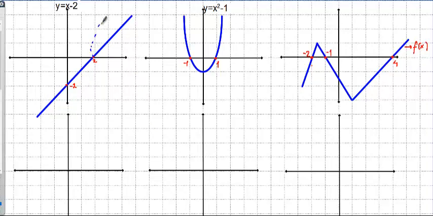As you see here, at this part the function is positive. At this part the function is negative. Now we are going to draw the sign of x minus 2 graph. Here, the critical point is 2.